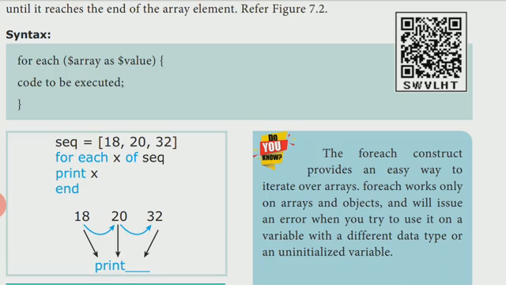The array values are 18, 20, 32. Here, for each x of SEQ, for each value of x, print x, then end. So in this statement it will print all values of the array. So we are using for each in this statement, in this programming language.